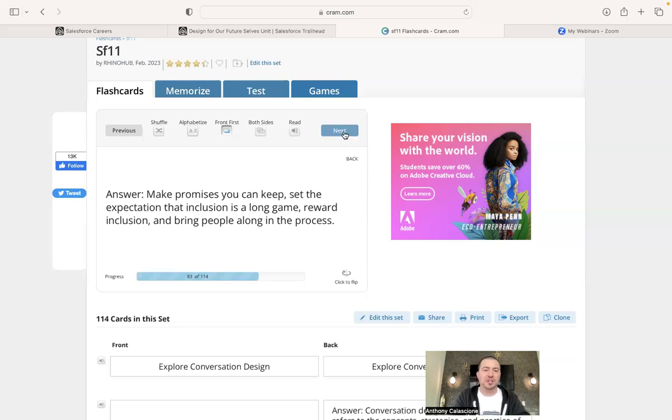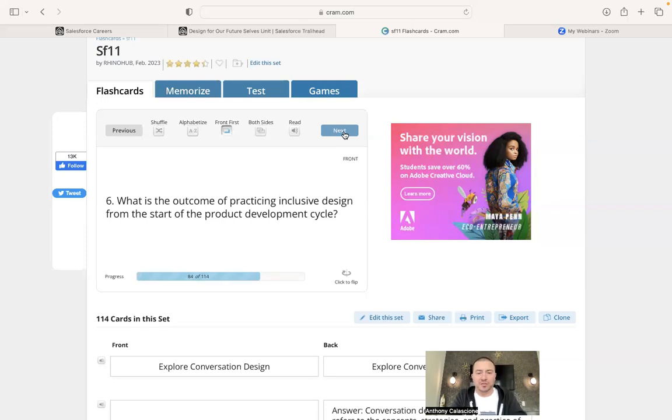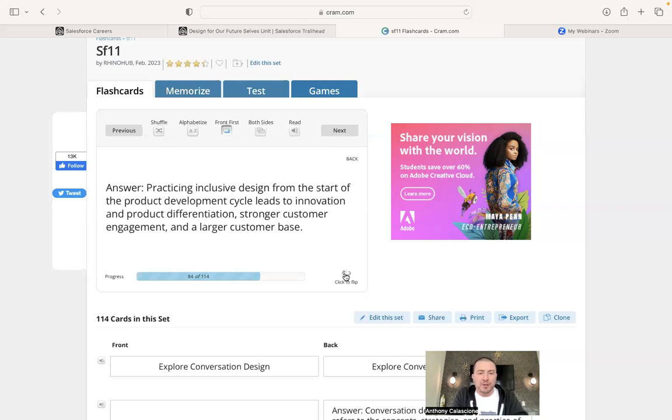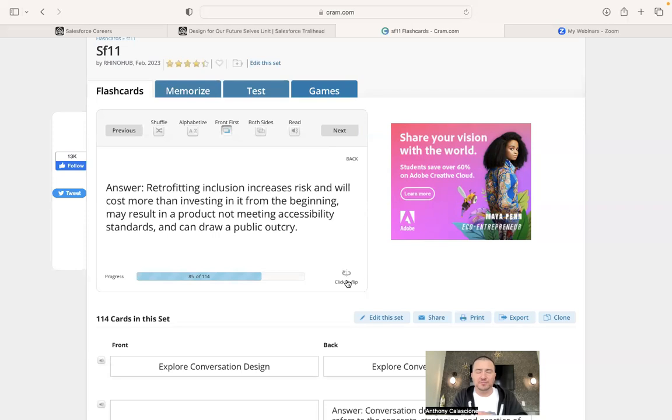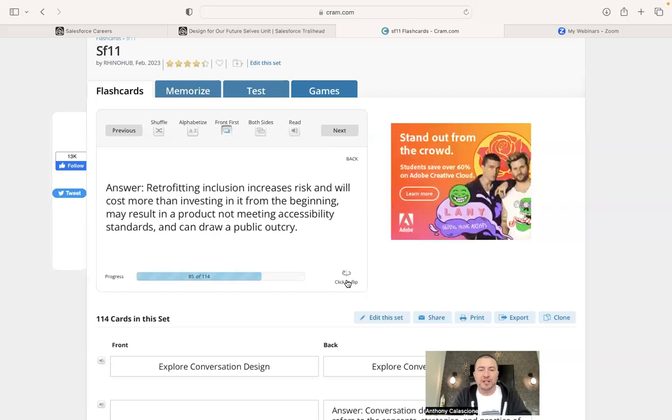in the process. What is the outcome of practicing inclusive design from the start of the product development cycle? Practicing inclusive design from the start of the product development cycle leads to innovation and product differentiation, stronger customer engagement, and a larger customer base. What is the risk of retrofitting inclusion? Retrofitting inclusion increases risk and will cost more than investing in it from the beginning, may result in a product not meeting accessibility standards, and can draw a public outcry.